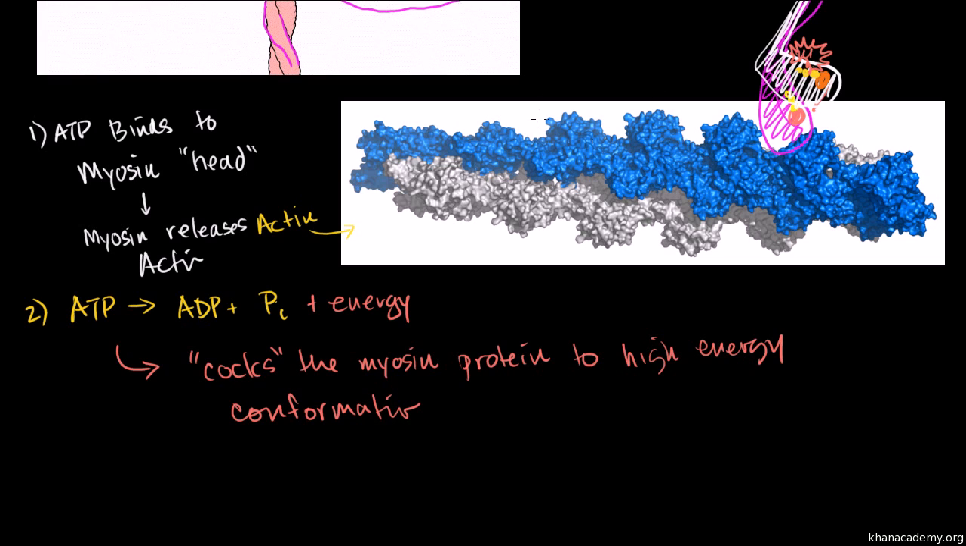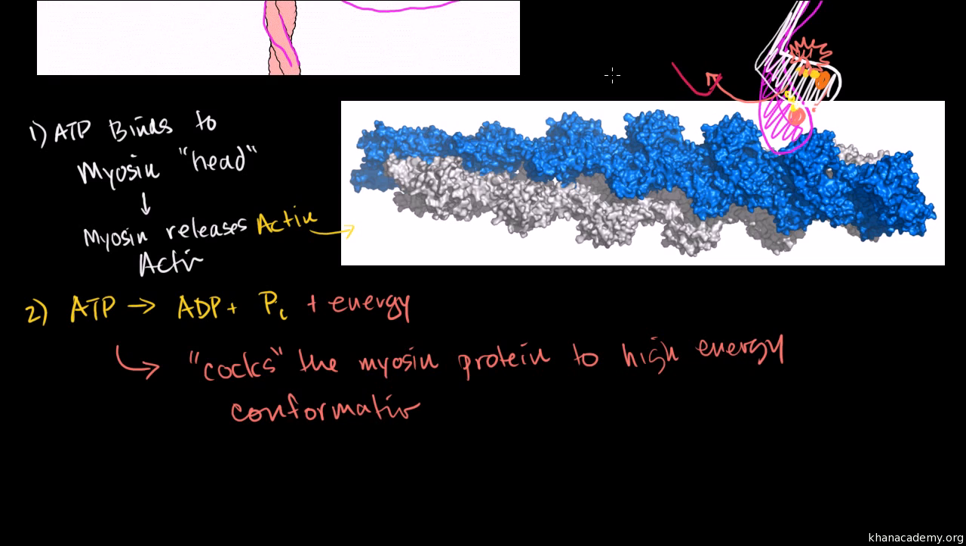Conformation. So in step 2, the phosphate group is still attached, but it gets detached from the rest of the ATP, so that becomes ADP. And then that energy changes the conformation so that this protein now goes into a position that looks like this. And let me draw it, so this is where we end up at the end of step 2.